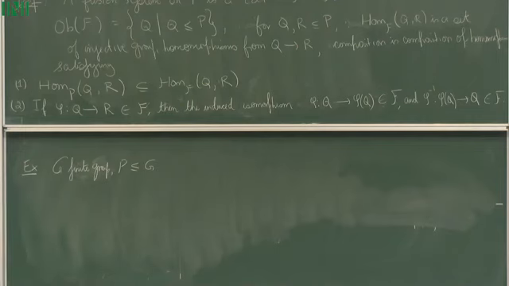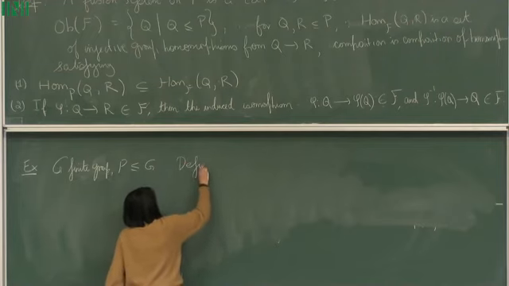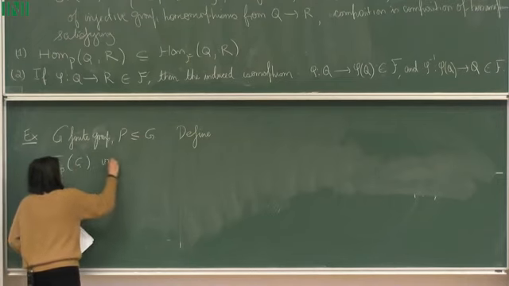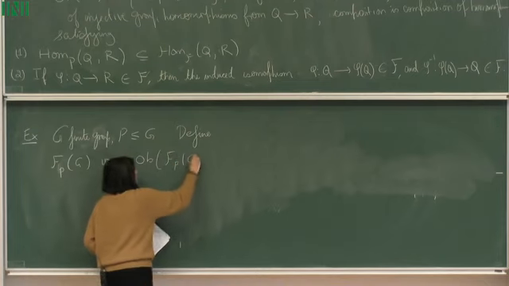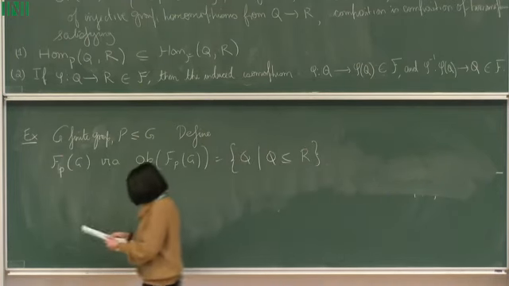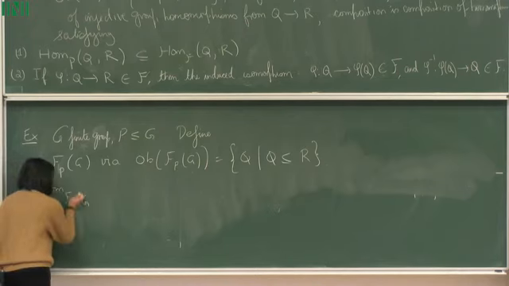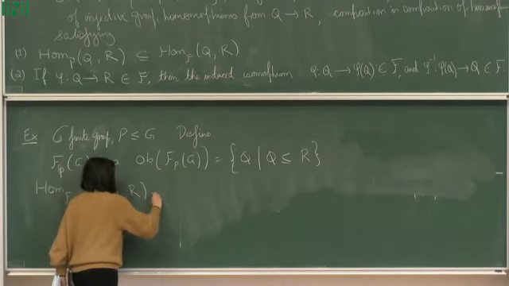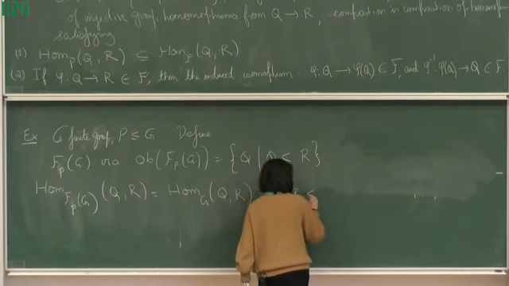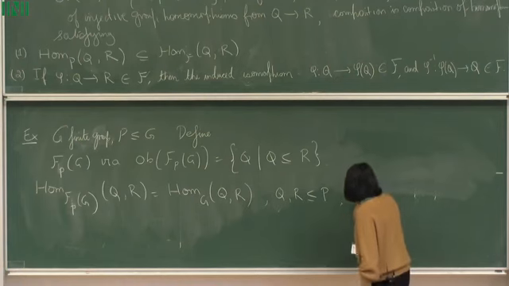And P is a subgroup of G, and then you define the category F_P(G) via, again, objects of F_P(G) are the subgroups, and morphisms from Q to R are just Hom_G(Q, R) for Q, R contained in P. And then it is trivial to check that F_P(G) is a fusion system.